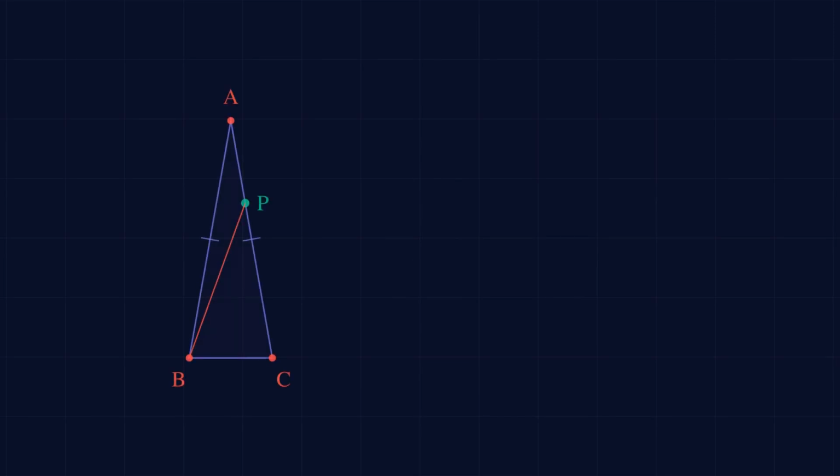Let's start with what we know. Since AB equals AC, this is isosceles. Remember from geometry class, the base angles of an isosceles triangle are always equal. 180 minus 20 divided by 2 gives us 80 degrees at both B and C. Now the key constraint, AP equals BC. How do we use that?